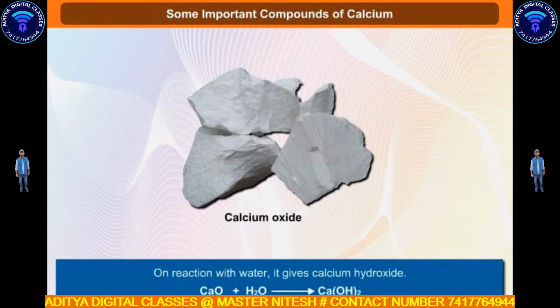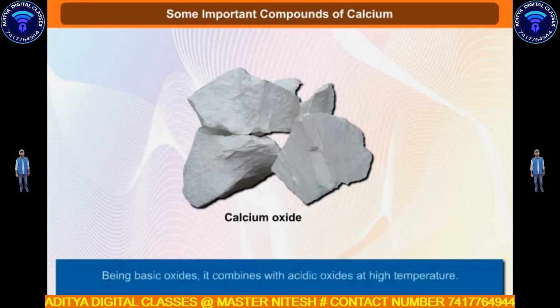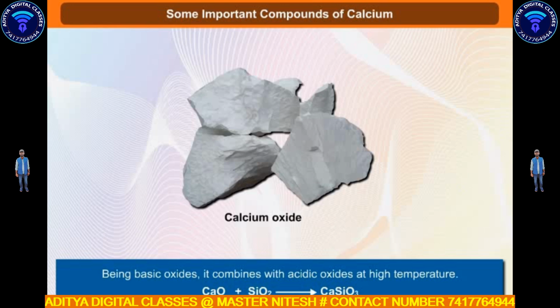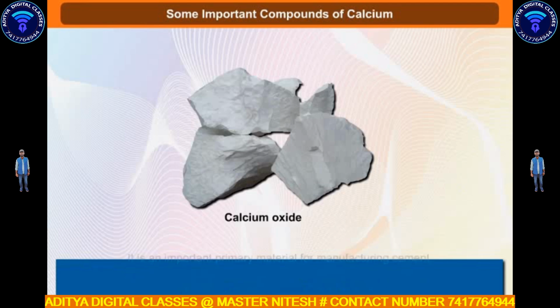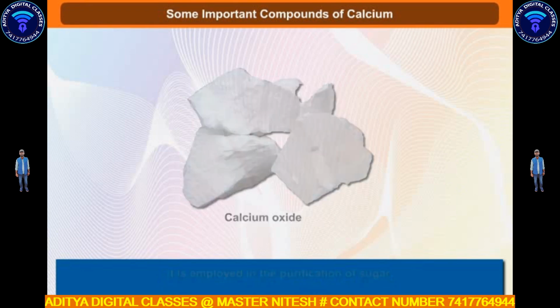On reaction with water, it gives calcium hydroxide. Being a basic oxide, it combines with acidic oxides at high temperatures. It is an important primary material for manufacturing cement. It is employed in the purification of sugar.